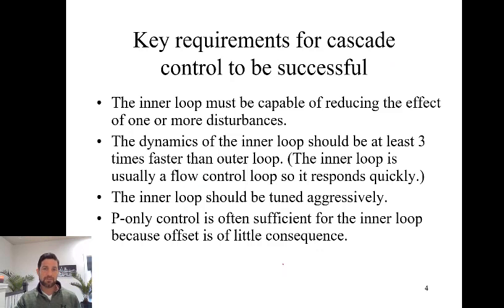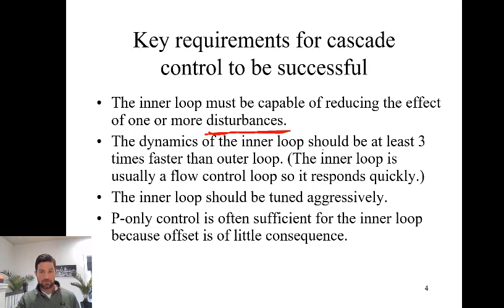Okay, so the main requirement for cascade control to be successful is that the inner loop must be capable of reducing the effect of one or more specific disturbances. What that means is that the inner loop is going to use the same manipulated variable as the outer loop. And so the manipulated variable has to be able to correct for changes in the disturbance before the process is changed.